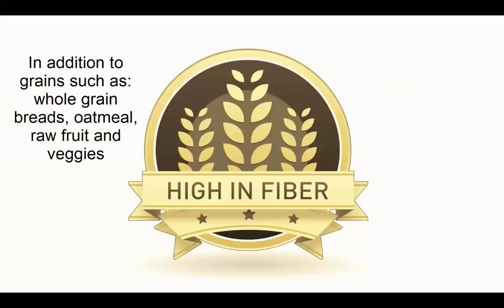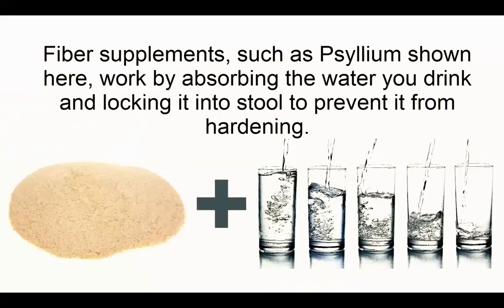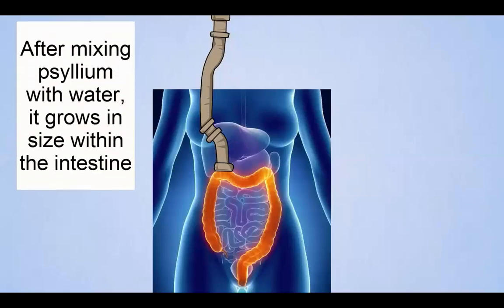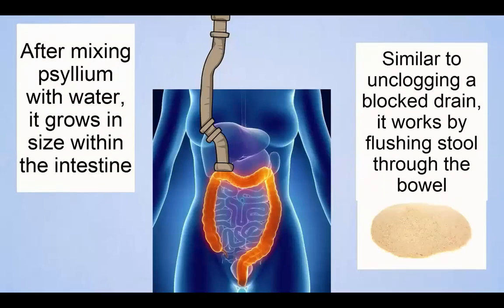In addition to grains such as whole grain breads, oatmeal, raw fruit, and veggies, fiber can be purchased at your pharmacy or grocery store as a tablet or powder supplement. Fiber supplements such as psyllium, shown on the left, work by absorbing the water you drink and locking it into the stool to prevent it from hardening. After mixing psyllium with water, it grows in size within the intestine. Then, similar to unclogging a blocked drain, psyllium works by flushing stool through the bowel.